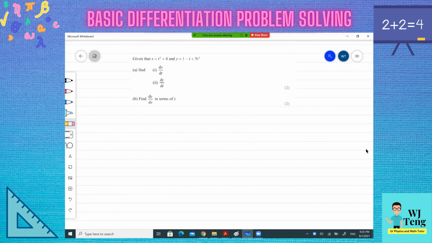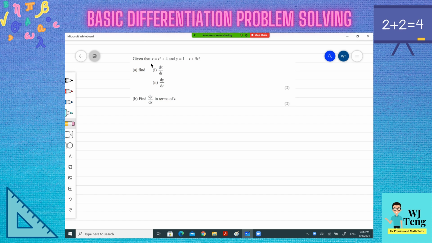So today we're going to look at simple questions involving differentiations and how to solve it. In this question, it mentions that given that x equals t cubed plus 4 and y equals 1 minus t plus 5t squared, part A1 asks us to find out what is dx dt, and part A2 asks us to find out what is dy dt.